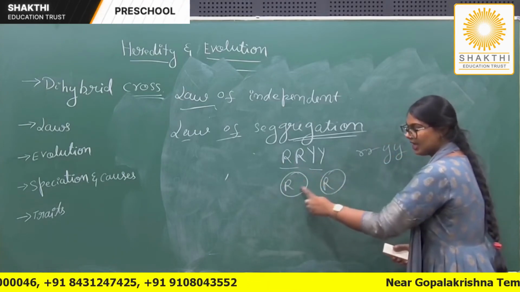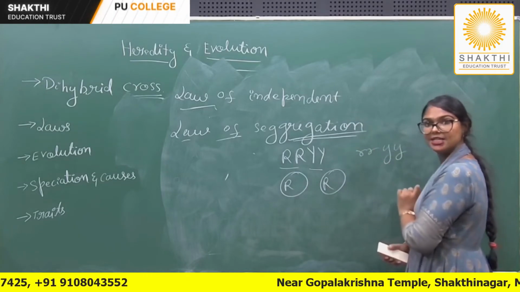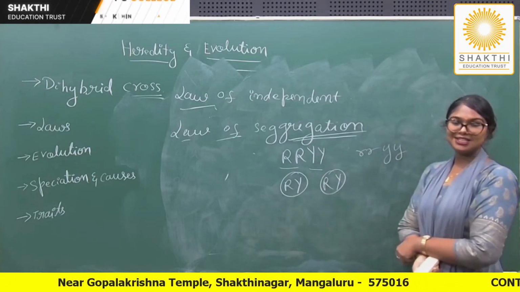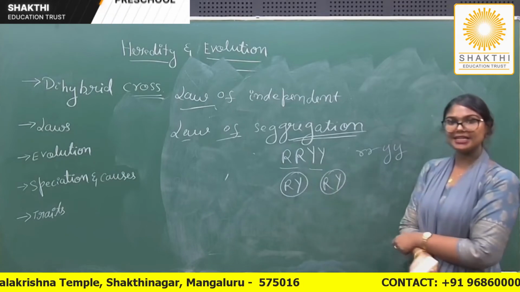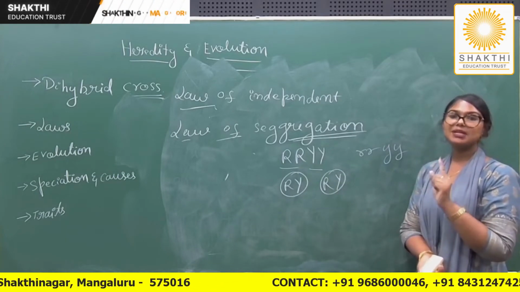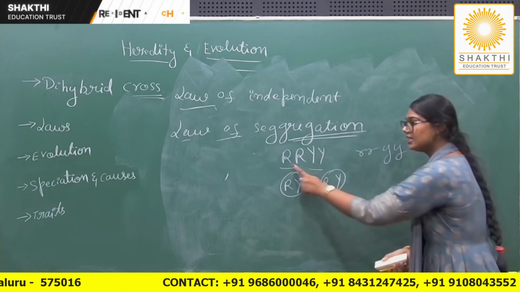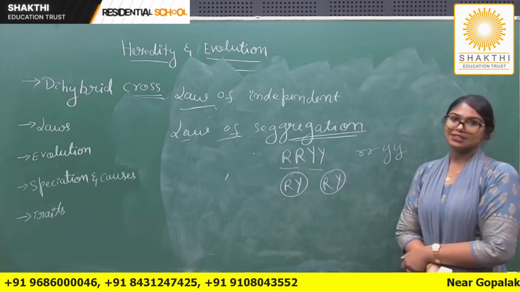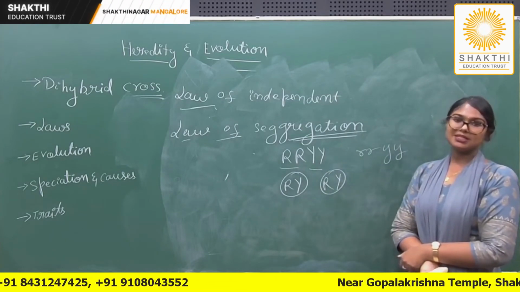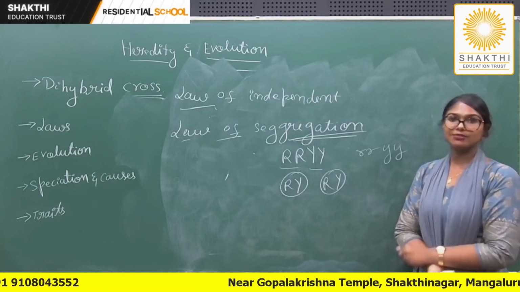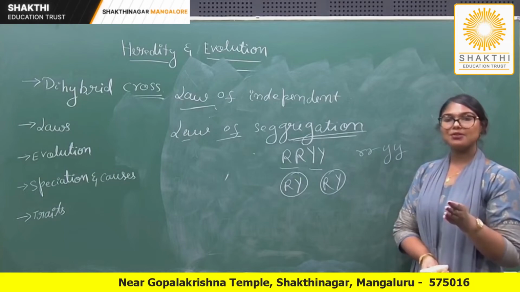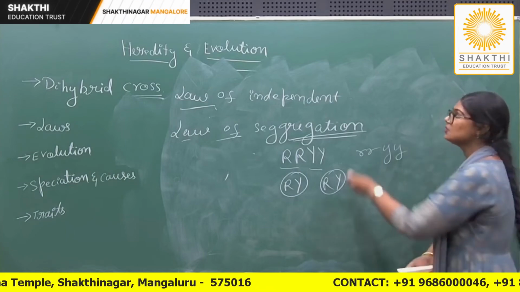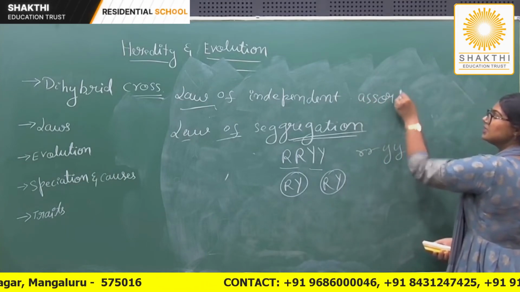The R split and only one entered each gamete, our segregation. Secondly, Y also split and it entered only one gamete each, meaning both of them are segregating, but they are not dependent on each other. I'll repeat, this is also segregating, this is also segregating, but it is not dependent on each other. So the law of independent assortment says when we have two pairs of characters, the splitting of one pair of characters is independent of the other pair. That is independent assortment, students. The law of independent assortment.